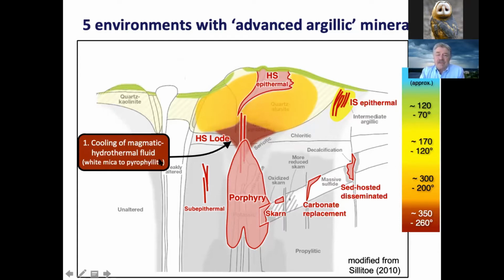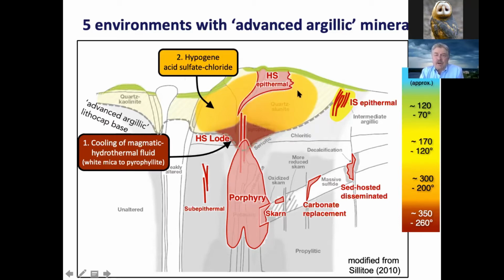Pyrophyllite is an advanced argillic mineral, and right at the tops of the porphyry or the base of the lithocap, we can have white mica, such as muscovite, in a transition to pyrophyllite. So there's very deep advanced argillic alteration here. Then what we call hypogene acid sulfate and chloride, and that environment is what creates the advanced argillic lithocap.